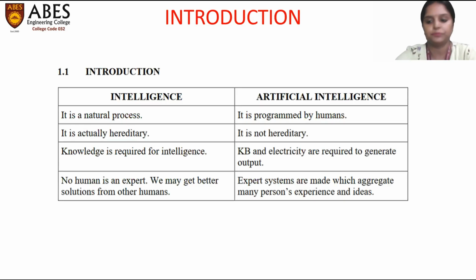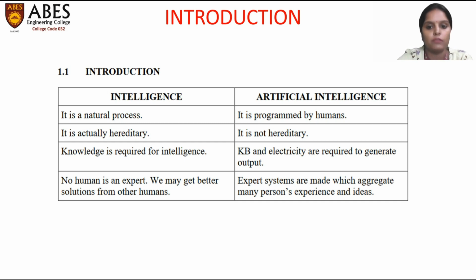So let's come to the first slide, that is the introduction of artificial intelligence. As we see here, there is a lot of difference between intelligence and artificial intelligence. Intelligence is a natural process. How can you say it's a natural process? Because humans have emotions, feelings, all these things. They can feel by their intelligence and can work upon their emotions.